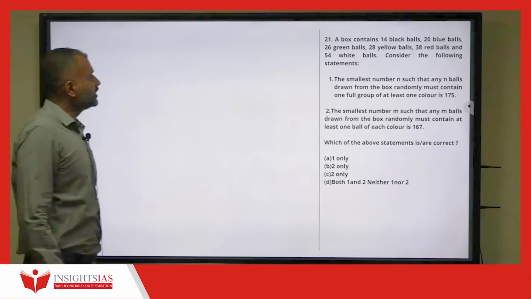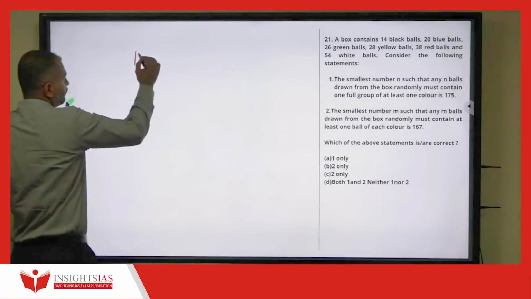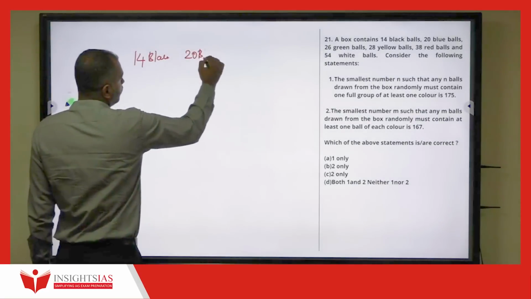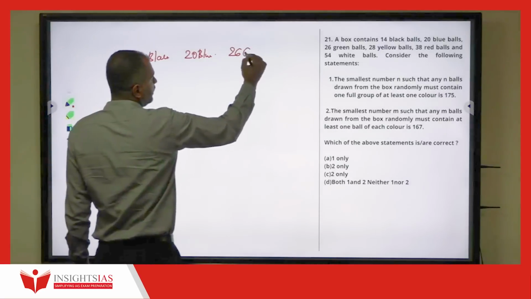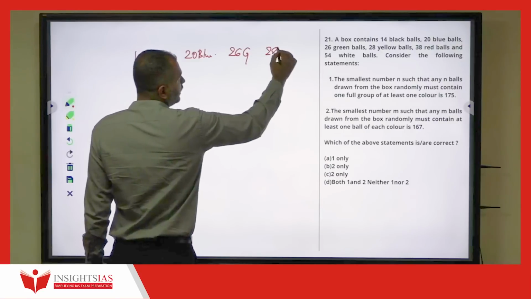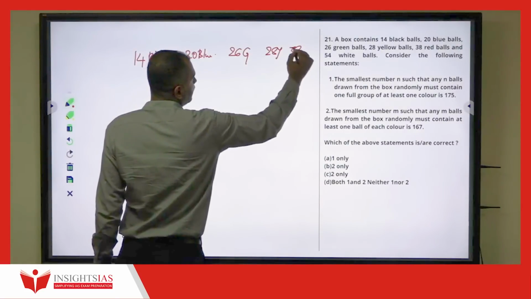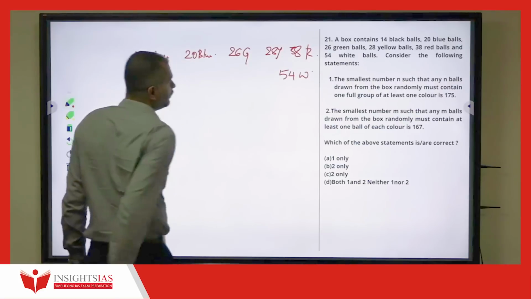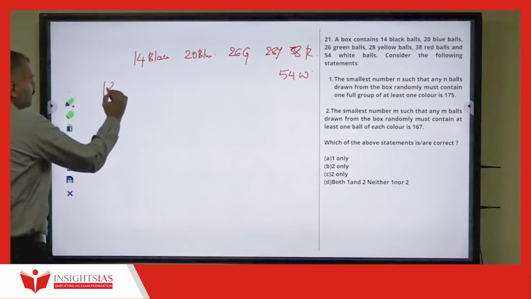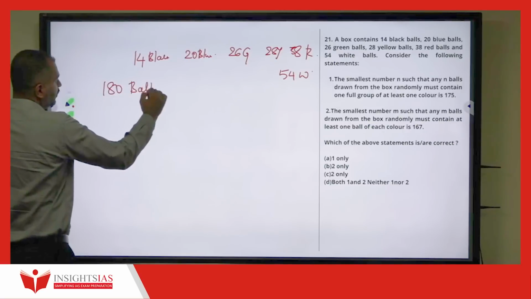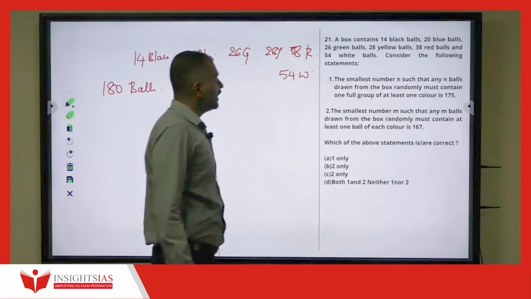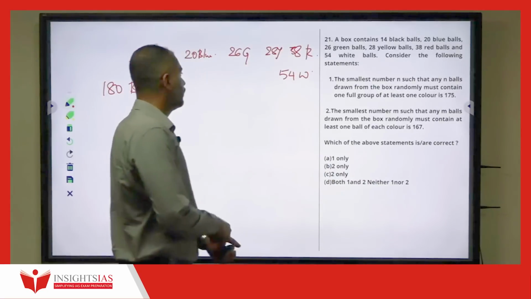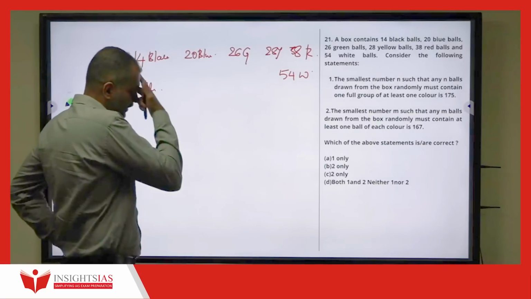Now, a box contains 14 black, 20 blue, 26 green, 28 yellow, 38 red and 54 white balls. Consider the following statements. Totally 180 balls are there. The smallest number n such that any n balls drawn from the box randomly must contain one full group of at least one color is 175.